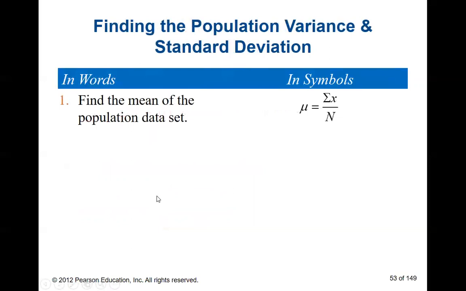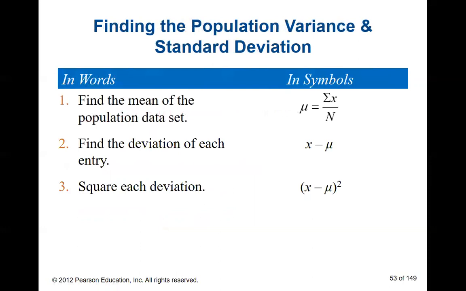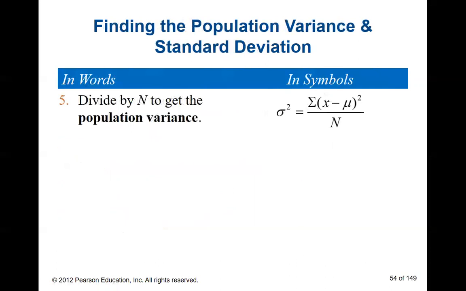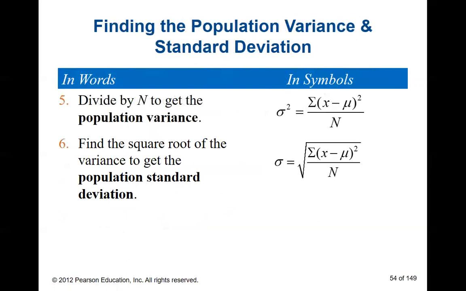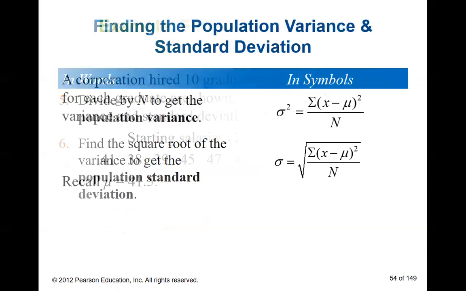So here are your symbols. You got your mean that we found first. Then we got the deviation by subtracting the mean from each of the values in the list. Then we squared each one of those, added them up, and divided by the number of items that we had in the list to start with. To get the standard deviation, take the square root. They've written it out for you with 6 steps, okay?